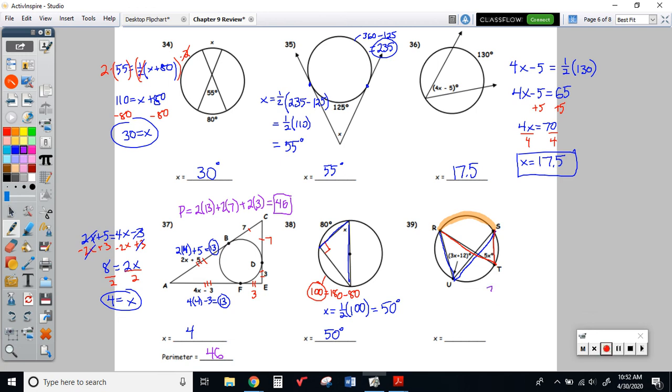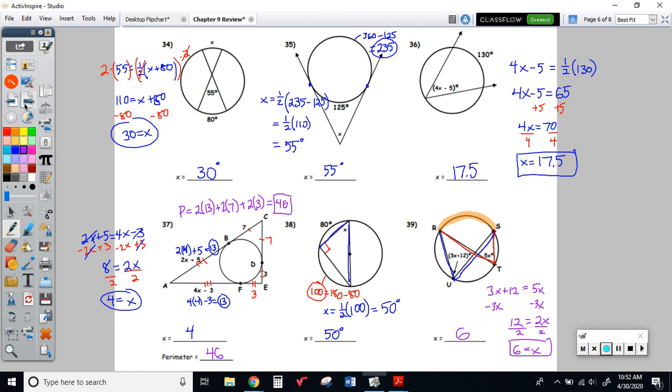So you would say 3x plus 12 is equal to 5x. You could subtract 3x from both sides. You have 12 equals 2x, and then divide by 2 to get your answer of x equals 6.